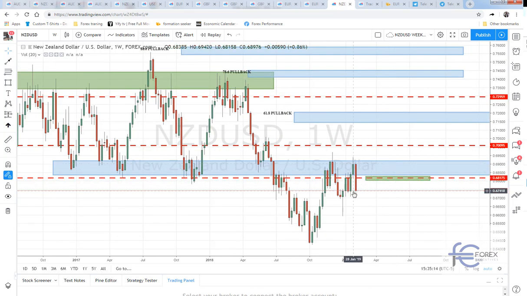Let's not forget about this 61.8 pullback, because if this week the market closes above this support and resistance right here, we're going to be looking for a pushback, and we're going to look for the market to retest the 61.8 before continuing the overall downtrend. So there's two scenarios here. There's still a long possibility and there's still a short possibility.